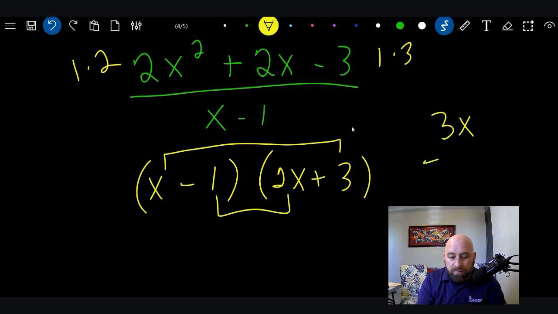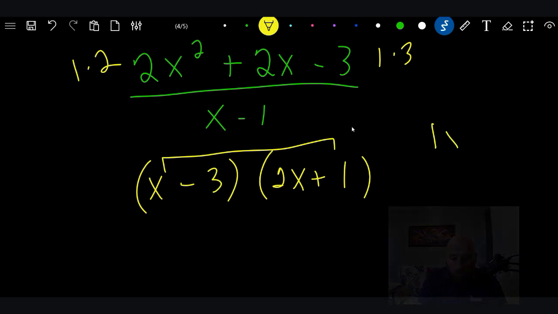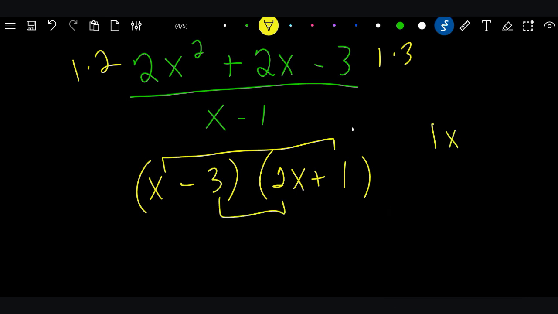So let's try to factor that again and see if we can get it to give us the numbers we need. Let's try to switch the 3 and the 1. Let's see what happens there. 3 and 1. Okay. All right. So here we go. And we get 1x. And here we get minus 6x. No, that gives us minus 5x.